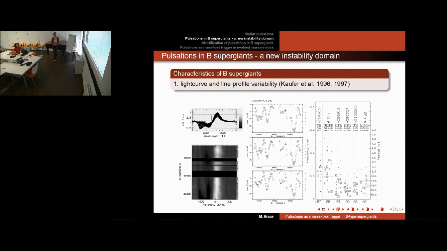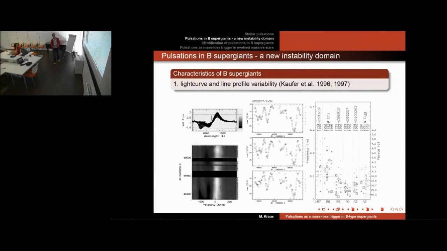I mean, in some works in the late 90s, Kaufer demonstrated for one star the light curve, which is very, very variable, very chaotic, not really regular. And also that the H-alpha line, for instance, is very variable. When we look at the dynamical plot, plotted as a function of time and velocity, we see that the emission changes in strength with time, and also the absorption, sometimes a second absorption forms, etc.